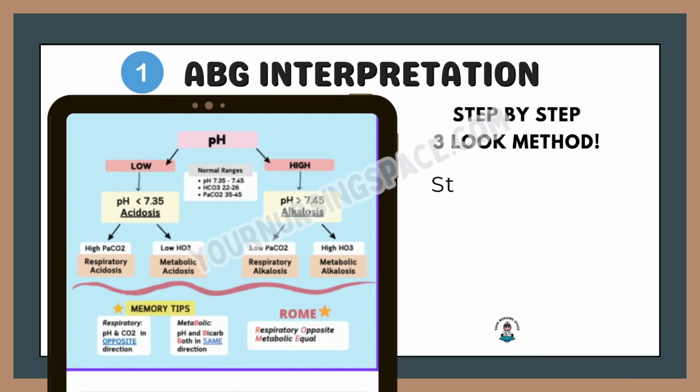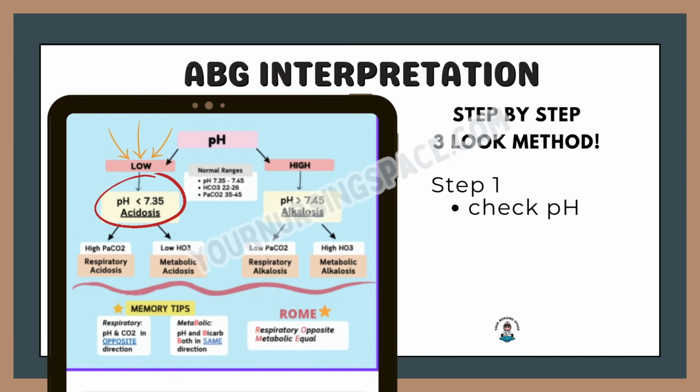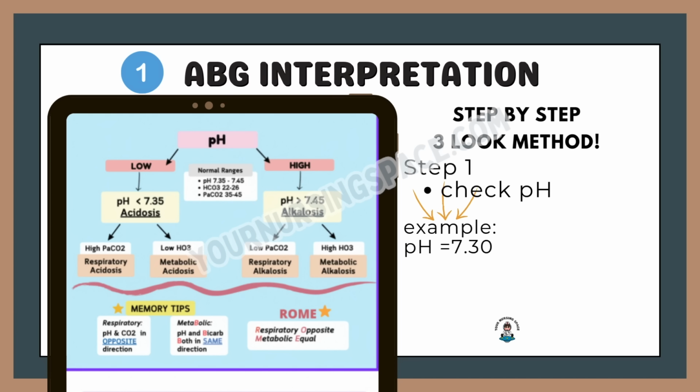Let's break it down. Step 1, check the pH. Is it below 7.35? That's acidosis. Above 7.45? That's alkalosis. Between 7.35 and 7.45? It's normal, but hang on, there might be compensation hiding there. We will revisit the compensation part in the later part of this section. But first, let me give you an example. Let's say pH is 7.30. That's low, so we're dealing with acidosis.